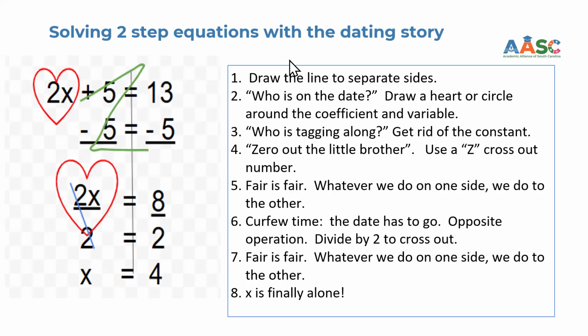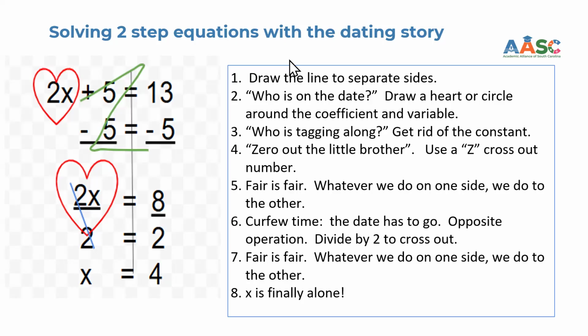Now I'm dealing with middle school boys. They don't love to draw a heart. So then, of course, it's draw a heart or just circle it if you're too cool to draw a heart. You're just keeping them together. But we need to get rid of that chaperone, the little brother. And then, of course, in this case, it's a +5.